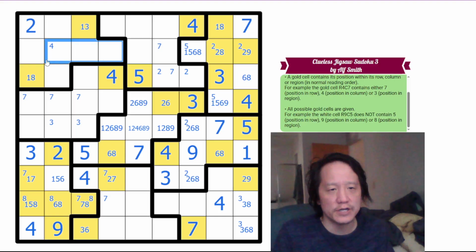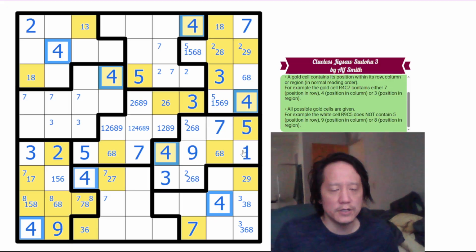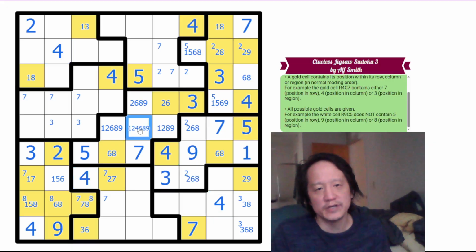Where's the 4 in column 2? It has to be here. So that should be... Yes, we have 8 4s. So we know where the last 4 has to be. It has to be this cell.